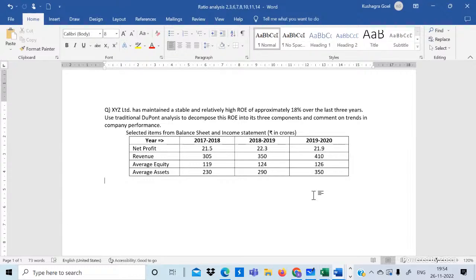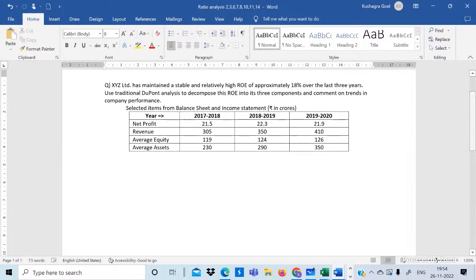Okay, let's look at the first question, which is on DuPont. So let's say I've got this question. It says XYZ Limited has maintained a stable and relatively high return on equity of 18% over the last 3 years. So the return on equity is 18%. Use the traditional DuPont analysis to decompose this ROE into the 3 components, which means you have to use the 3-factor DuPont analysis and comment on the trends on the company's performance. And they've given you the data for the last 3 years, 17-18, 18-19, 19-20. They've given you net profit, revenue, average equity, average asset.